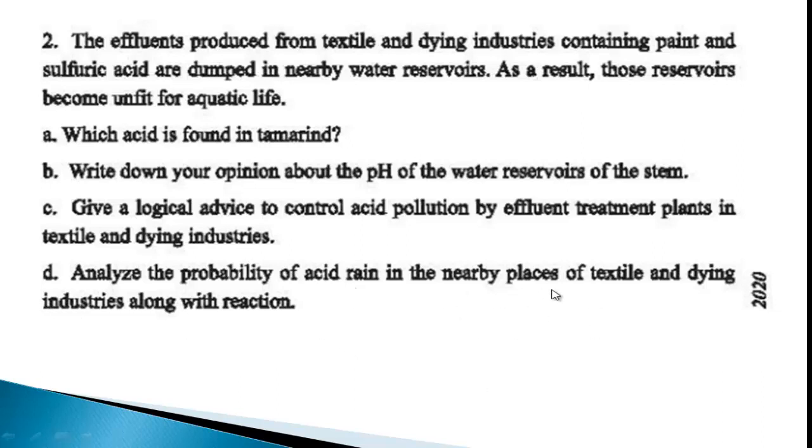And the rain comes down in that area. At that time, sulfuric acid mixes with rainwater and comes down as acid rain. So there is actually a probability of acid rain in the nearby places of textile and dyeing industries, and you have to give the equation here. So my dear students, like this way, if you understand the concept clearly, then you can easily give the answer to this type of question.